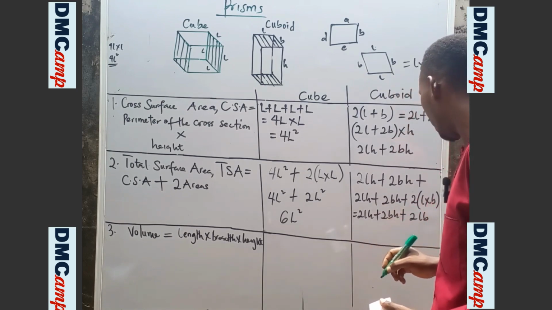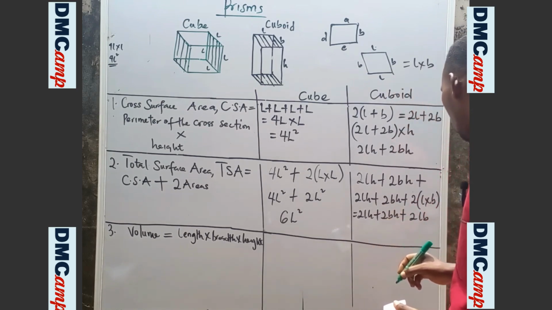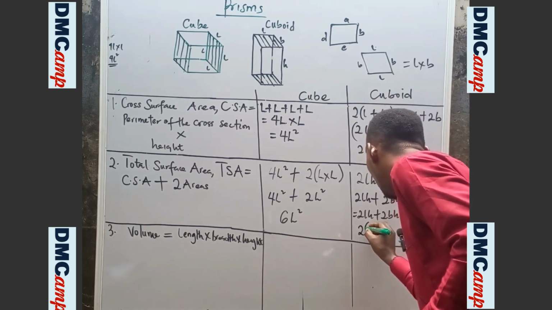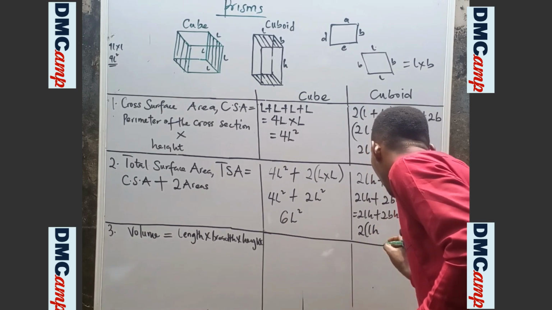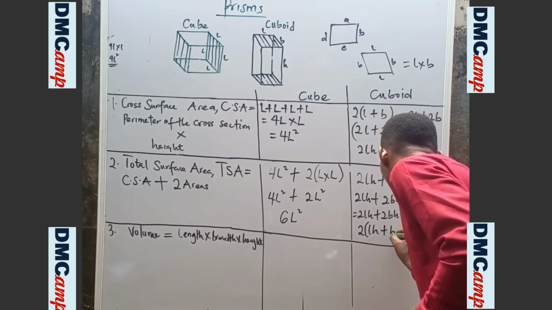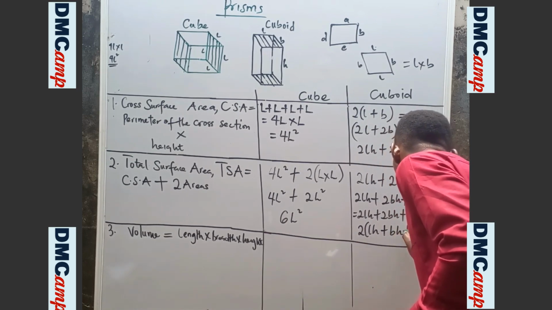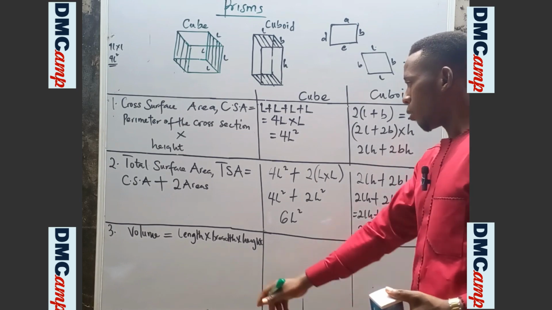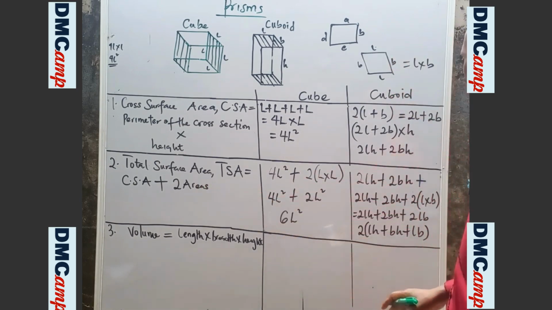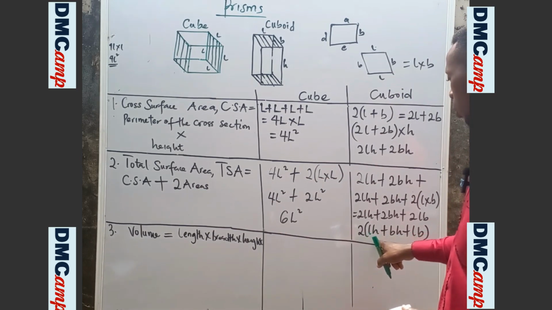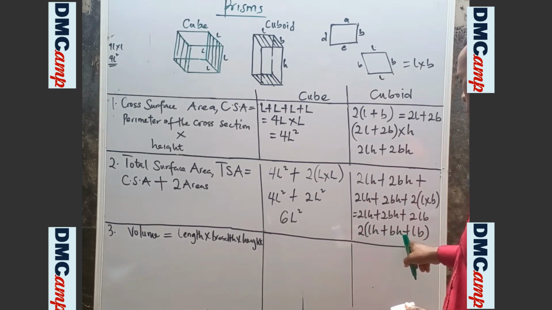Now, if we take 2 out of this, we are going to have 2 times (LH plus BH plus LB). That is, the total surface area of a cuboid is 2(LH plus BH plus LB).